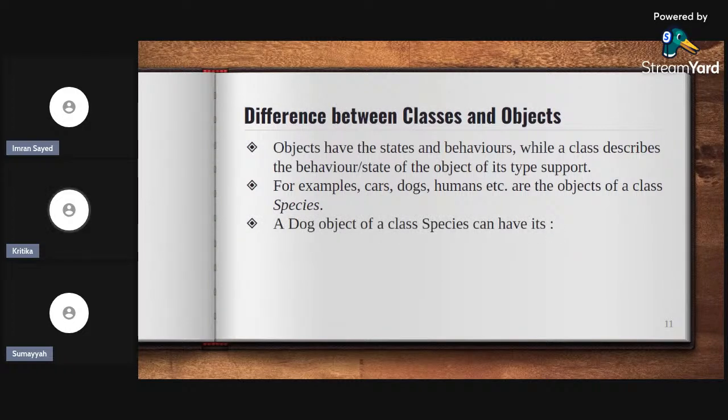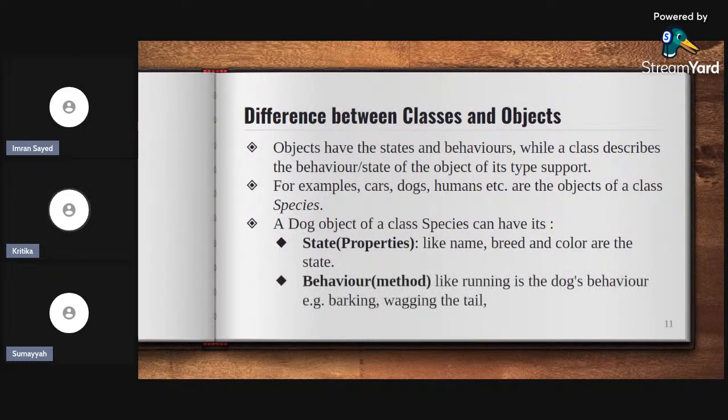A dog object of a class species can have its state or properties like name, breed, and color. Behavior or method, like running, is the dog's behavior, for example barking, wagging the tail.